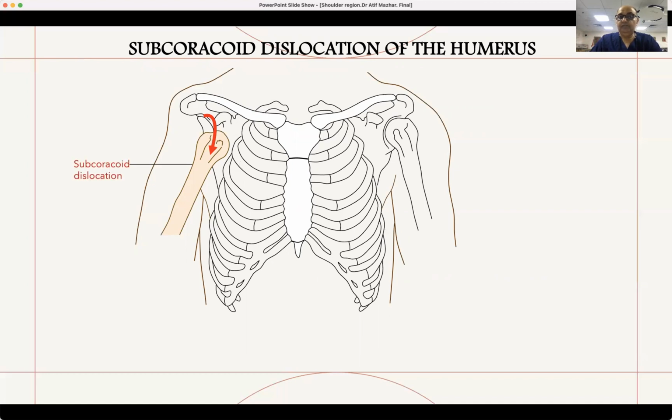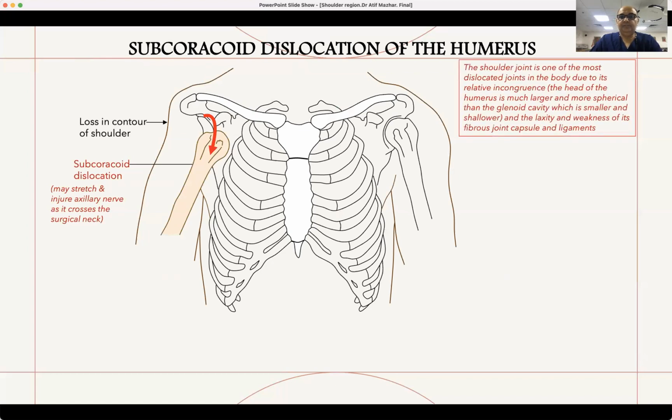Are we good? And look at it. Compare. If you see someone who has a history of a fall on his shoulder tip, now compare this contour with this contour of the shoulder. Can you see there's a dimpling here? And look at it, this is full. And that is the loss in contour of my shoulder.